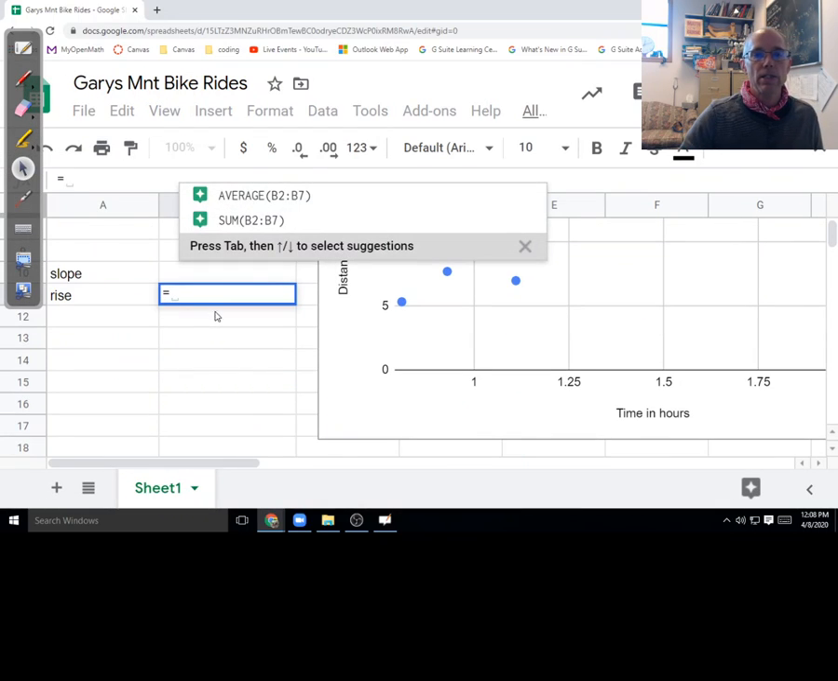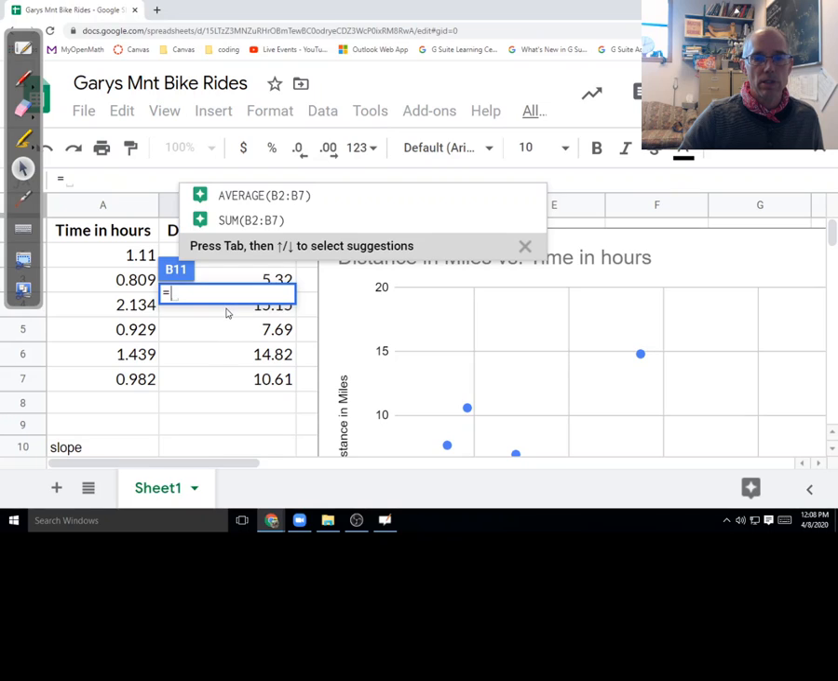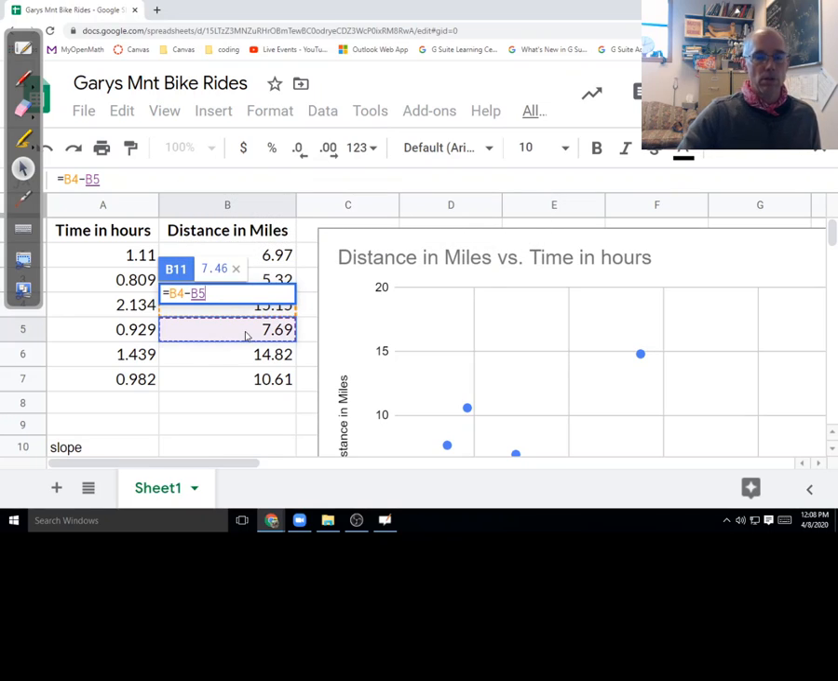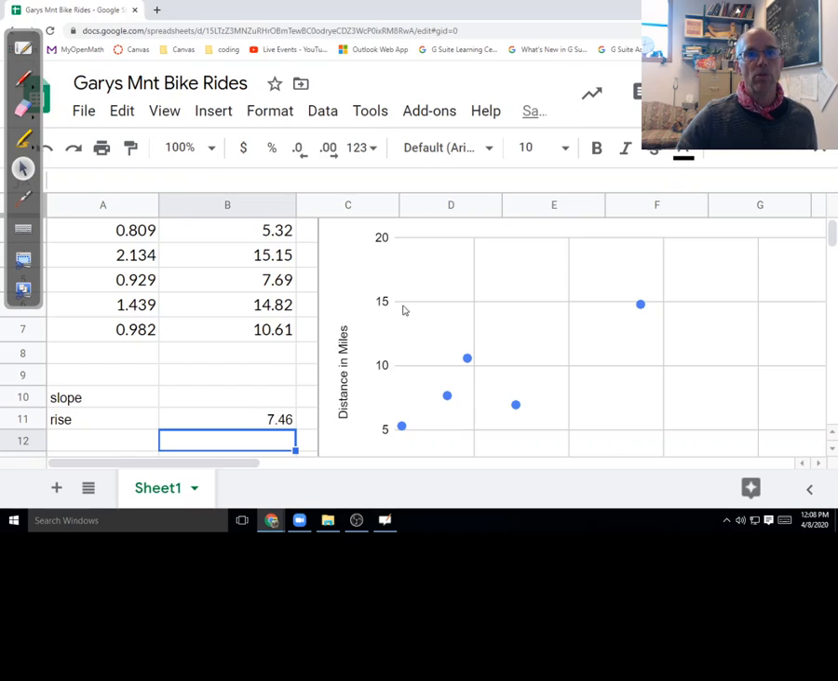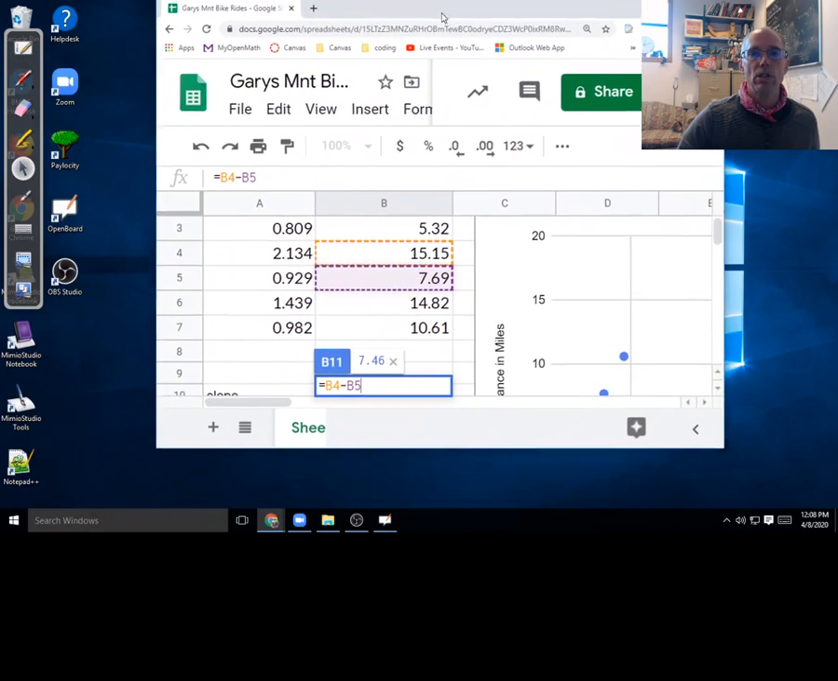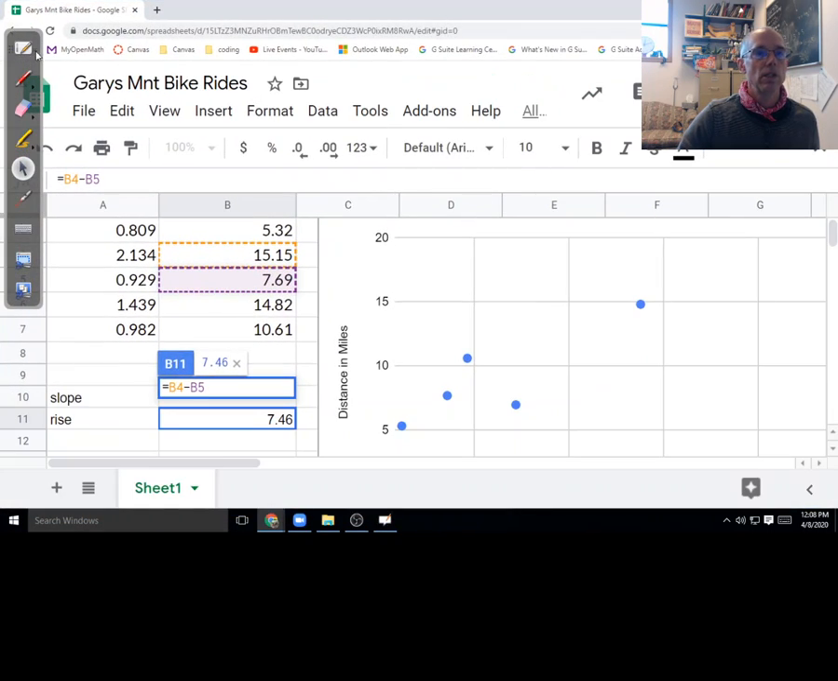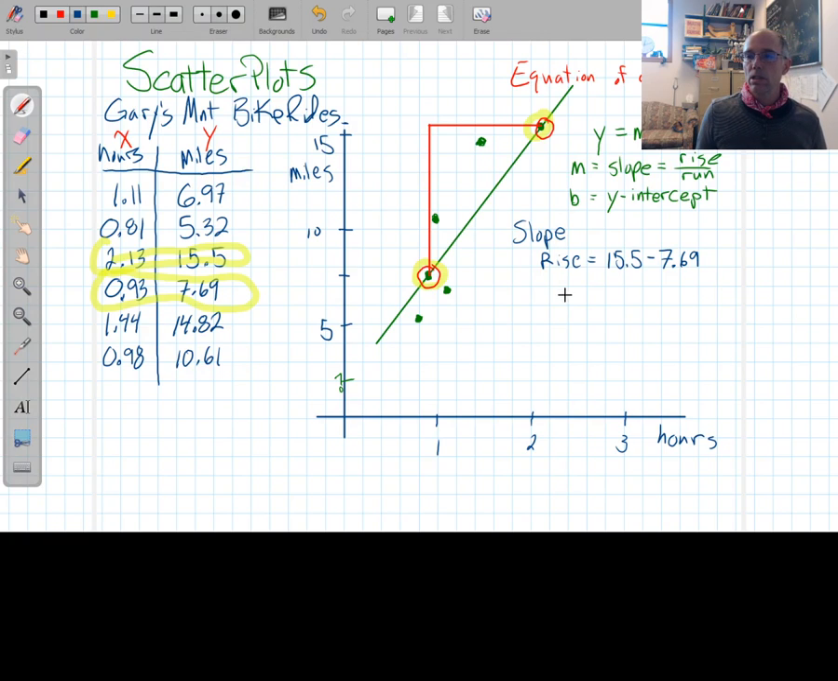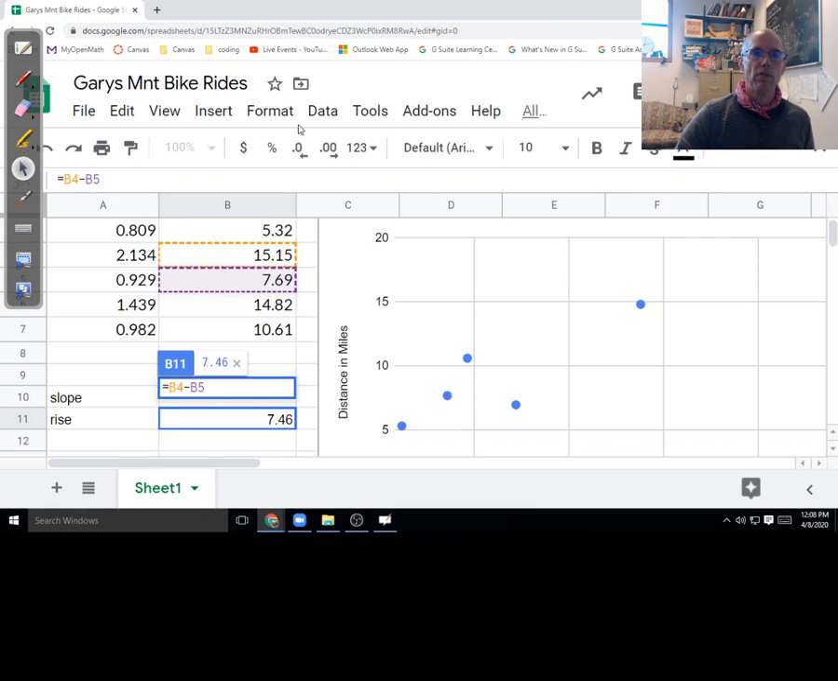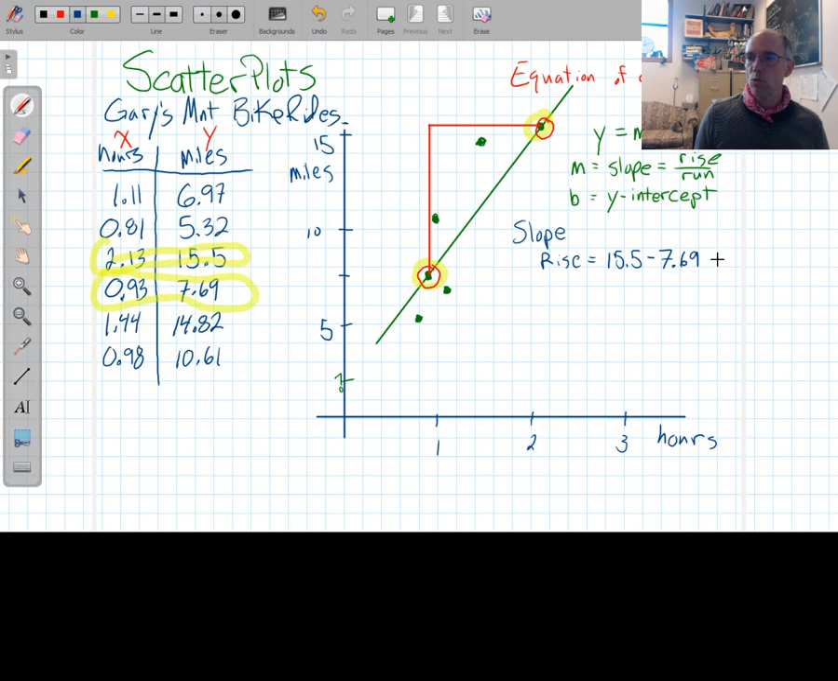And the rise, I can just say, hey, what is this number minus this number? And the computer says it's 7.46. And I think I grabbed the right numbers there. Yep. Okay. So let's see, we can leave you here and go back there. 7.46, is that what I said? Yep. All right, and then we got to find the run. So let's write this down. Rise is 7.46, and then the run.